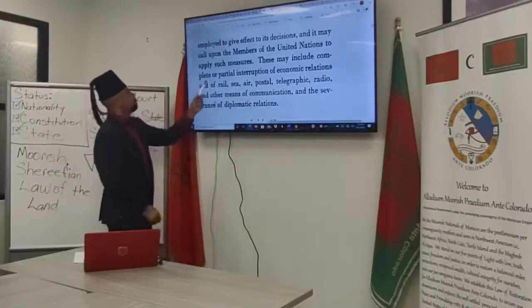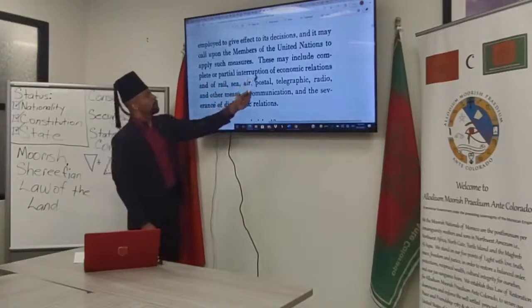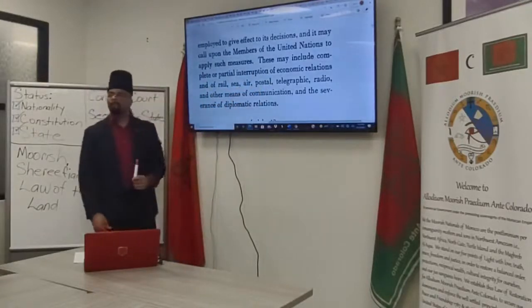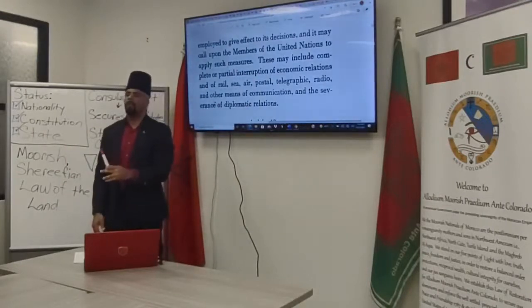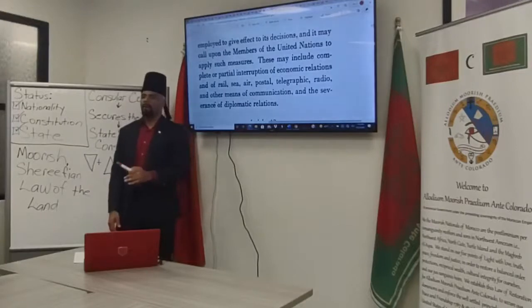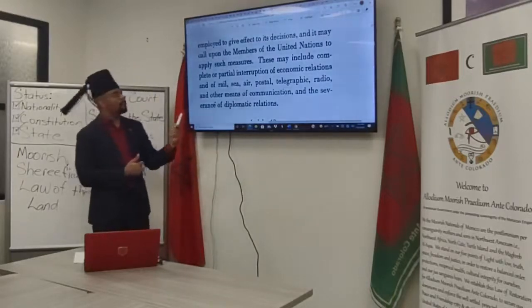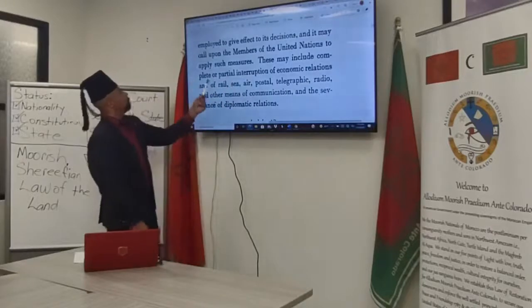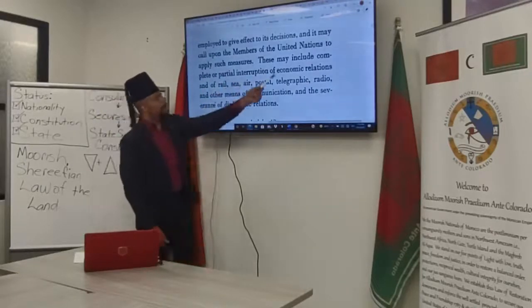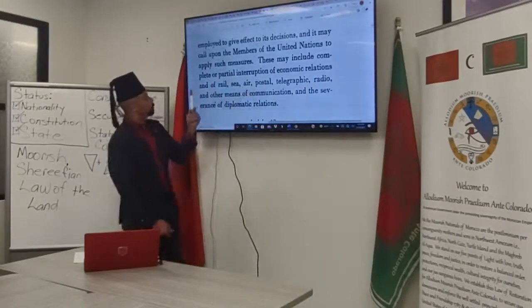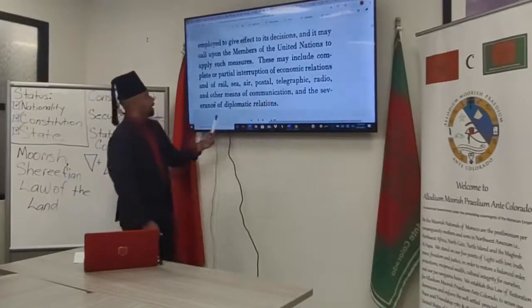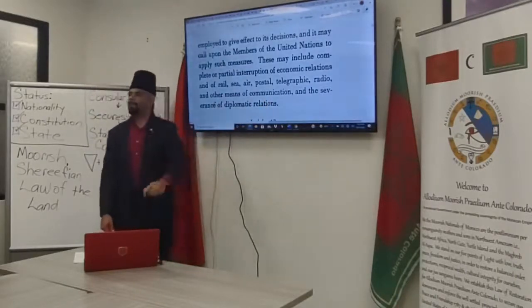These may include complete or partial interruptions of economic relations. Isn't that what it says in the Act of Algeciras, Article 102? It says Moors, through the Sharifan authority, have a right to do what? Impose fines, penalties, and confiscations. That's the same thing the UN has, that same power to deal with states. These may include complete or partial interruptions of economic relations and of rail, sea, air, postal, telegraphic, radio, and other means of communication and severance of diplomatic relations.